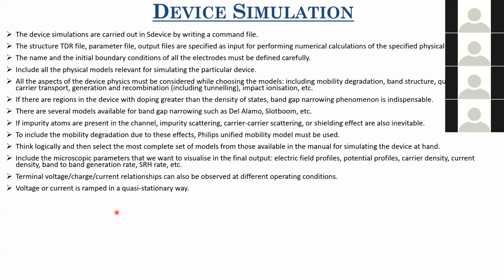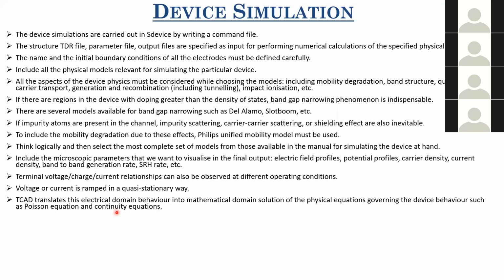So in DC simulation, voltage or current is ramped in a quasi-stationary way. That is, there is no time dependence here. Whereas in your mixed mode simulation, there is a time dependence. You can perform transient simulations. Also, what this TCAD does is that it translates these electrical domain behaviors into a mathematical domain solution, and then these voltages and currents are converted into numbers which are provided as the initial conditions for the solution of those physical equations, or those differential equations. So that is what TCAD does.